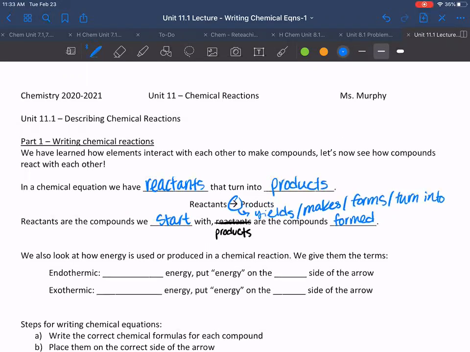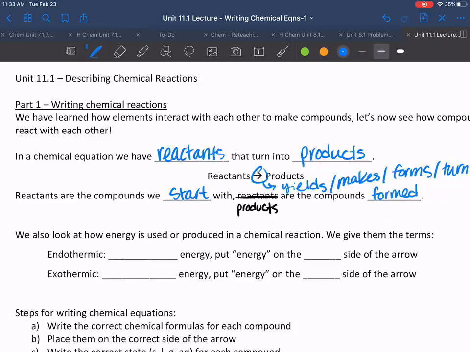And so when we're looking at these equations or these reactions, we also have to consider the energy that is changing. So the energy that is used to produce or that is produced in a chemical reaction. So we give them these special terms, the first of which being endothermic. This is when we are adding energy. So if you're putting energy into the system, we are going to describe where this goes in our reaction equation by writing the word energy.